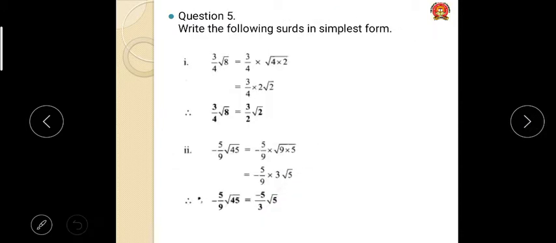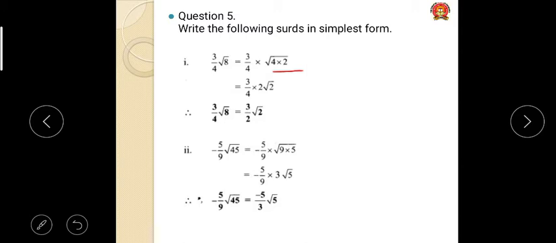Now write the following sum in the simplest form. Very simple. We have no need to do addition, subtraction, multiplication or division. Just write it in the simplest form. Now 8: we can factor 8 in such a way that the square root of some number will come out. So 8, I am writing here as 4 into 2. So root 4 will come out as 2. Therefore 3 by 2 root 2.